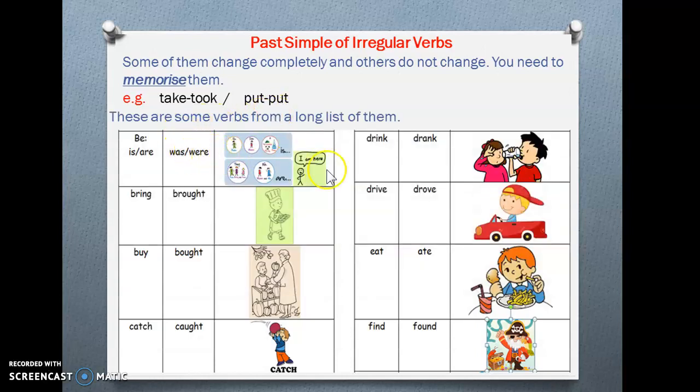We also have a list of verbs. Do you remember the list of verbs that you have in your notebook? This is part of that list. For example, here we have buy, bought, catch, caught, eat, ate, drink, drank, etc. So please remember that you need to practice and practice all of these verbs, the base form and the past.